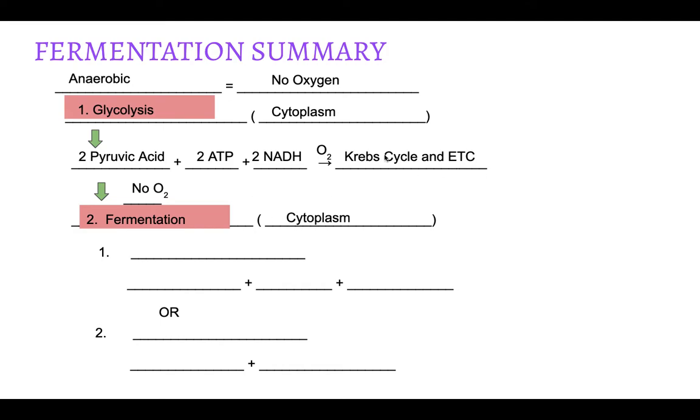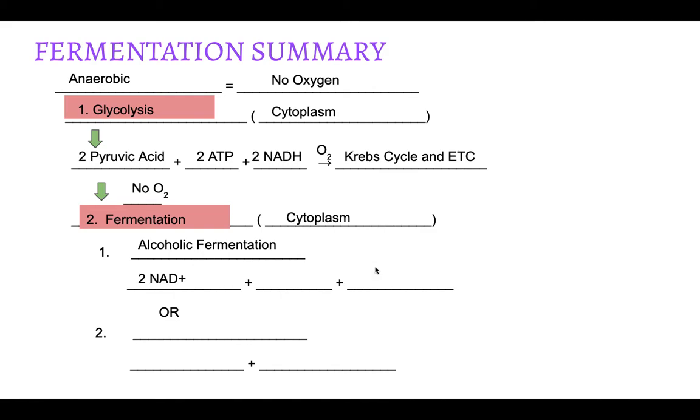Fermentation, unlike the Krebs cycle and the electron transport chain, happens in the cytoplasm of the cell. You can kind of think of it like, oh, it's sort of next to where glycolysis happens. Which is a good thing because they're going to circle back and forth. And there are two types of fermentation. The first type we're going to talk about is alcoholic fermentation.